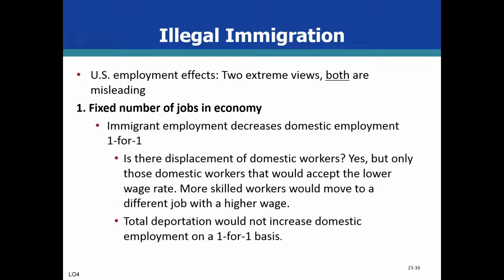Given a downward sloping demand curve for labor, illegal immigrants push the supply curve to the right, lowering the wage and increasing the overall demand for labor. So, have illegal immigrants displaced domestic workers? Yes. But only those domestic workers that would accept the lower wage rate and would not have opportunities elsewhere.